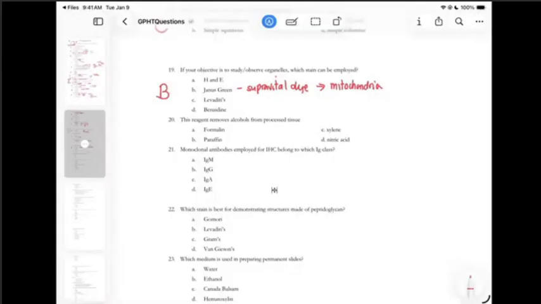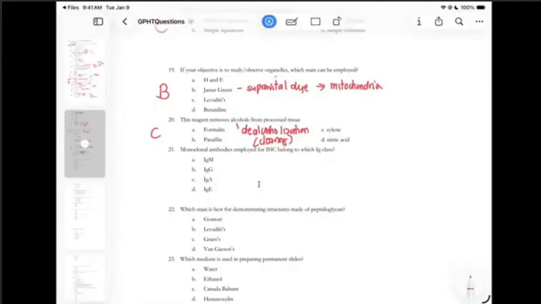For number 20, this reagent removes alcohols from processed tissue. So if it's removing the alcohol, that is the process of the alcoholization or clearing. So if you want to remove alcohol or we perform clearing, we use xylene. Okay, number 20, that's letter C. So xylene, that is a clearing agent. So that's able to remove alcohol from your tissue. It's miscible with alcohol. So we use xylene.